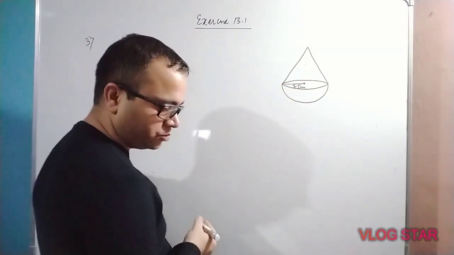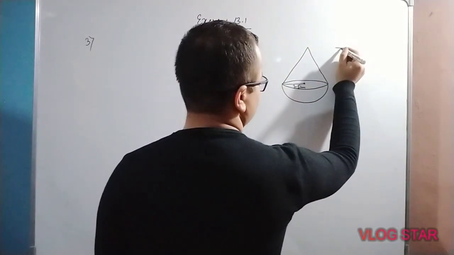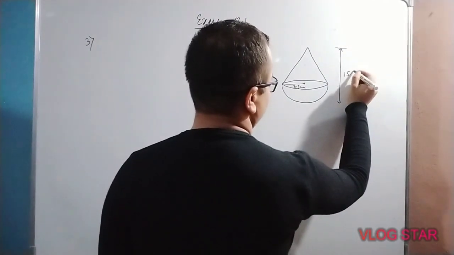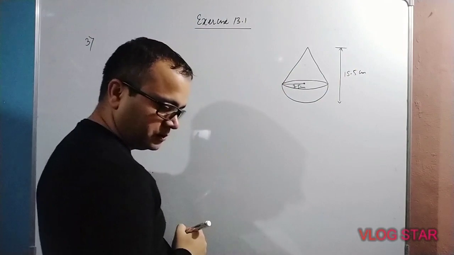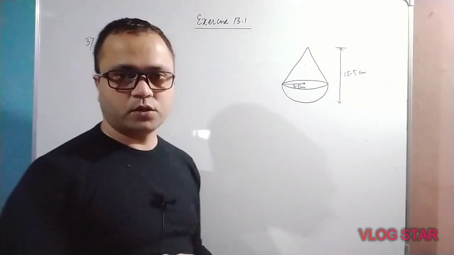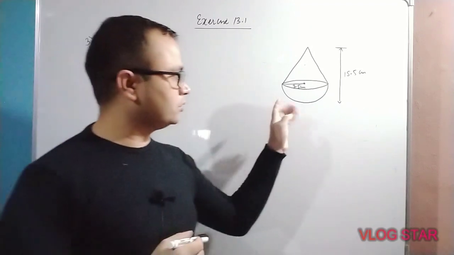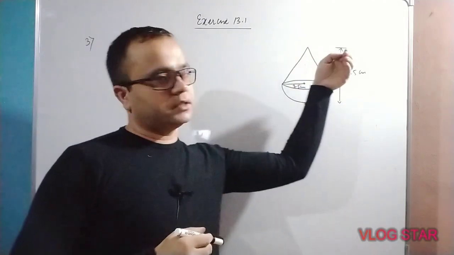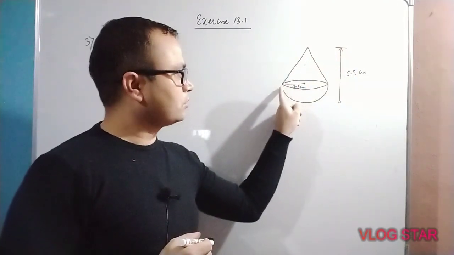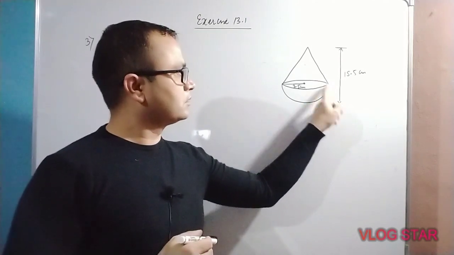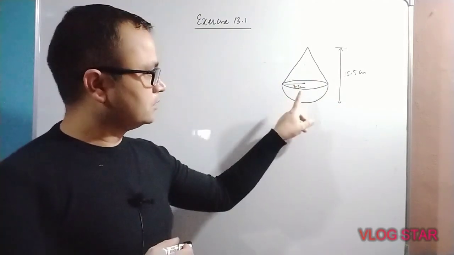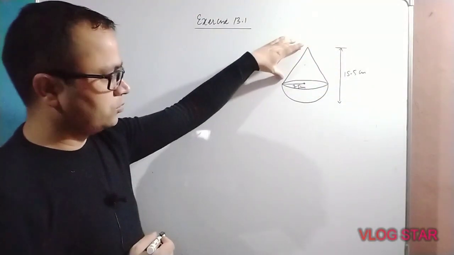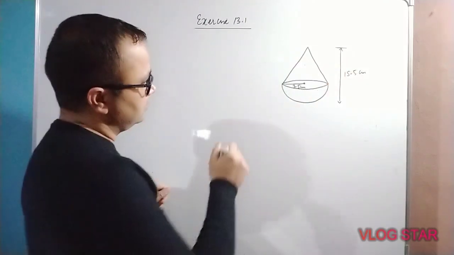The total height of the toy is 15.5 centimeter. Find the total surface area of the toy. For calculating the total surface area, we have to add the curved surface area of the hemisphere and the curved surface area of the cone. We know that the curved surface area of a hemisphere is 2 pi r square and the curved surface area of a cone is pi r l. Here l is not given.